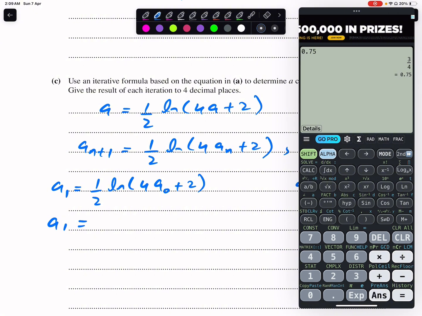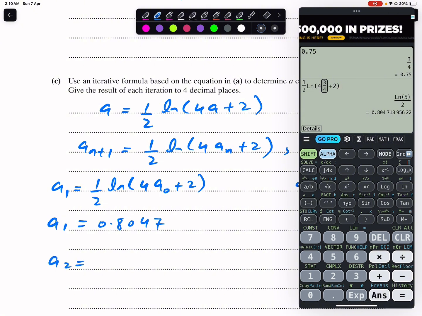As you know that this is a continuous process, so now write 1 over 2 times natural log of 4 times answer plus 2. So automatically it will take 0.75 as a naught. So you can see that the first value of a1 is 0.8047 up to 4 decimal places.